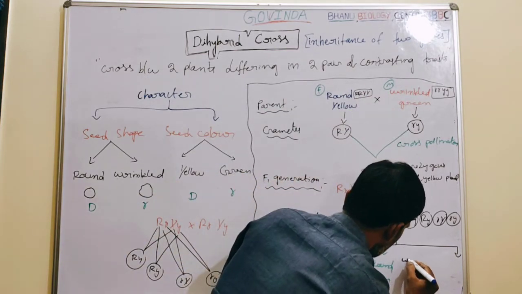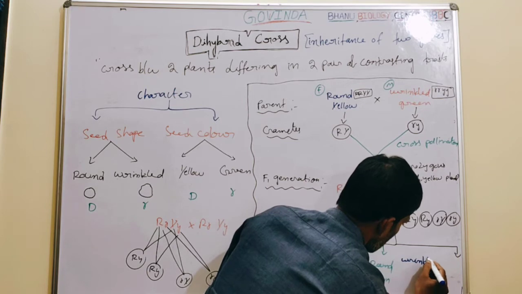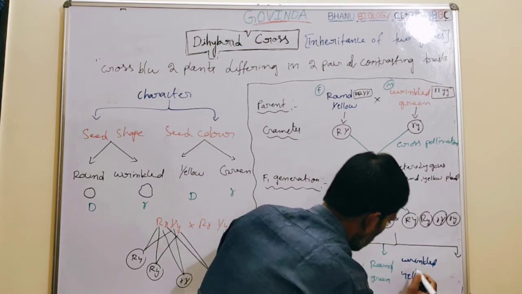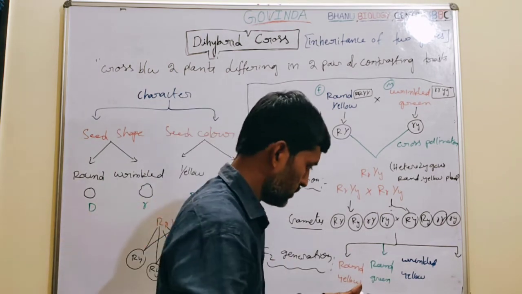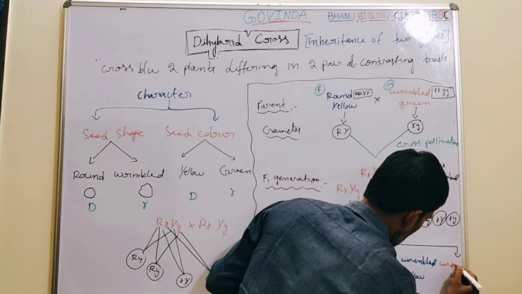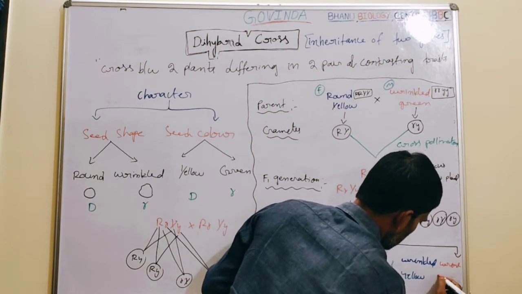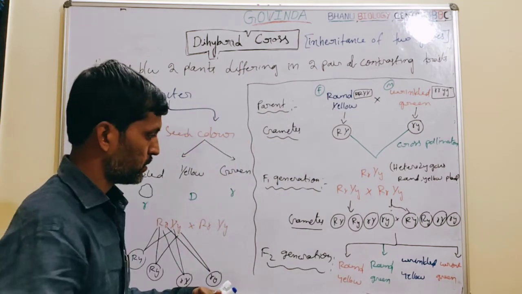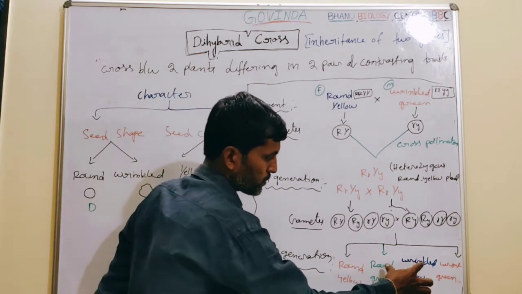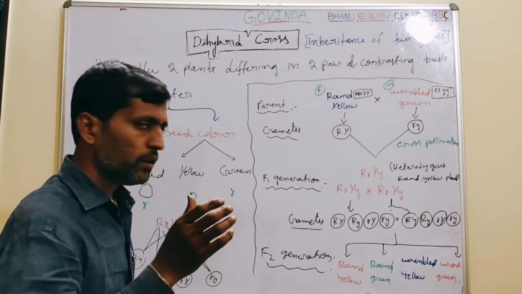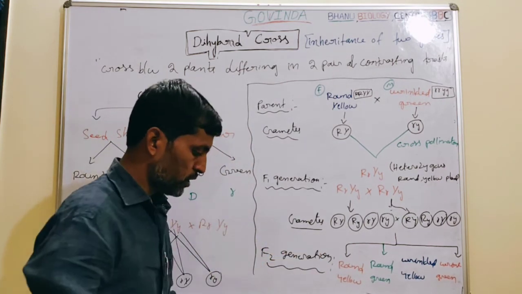Thirdly, wrinkled shaped yellow color seeds producing plants. Then finally, wrinkled shaped green color seeds producing plants. So these are the 4 types of plants or 4 types of combinations Mendel got in the F2 generation.